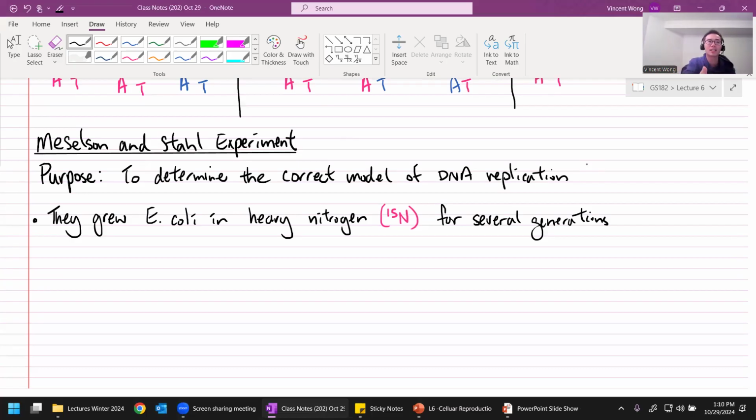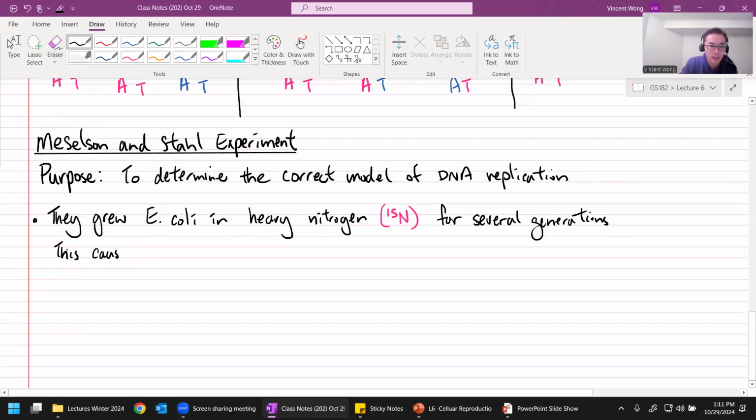So anyway, they grew the E. coli. E. coli is the bacteria, right? Maybe you heard on the news last week in the US, there were about 50 people who got sick from E. coli because the burgers at McDonald's were contaminated. I think it was the onions actually, and they got really sick. So E. coli, that's the bacteria. They grew E. coli in heavy nitrogen for several generations.